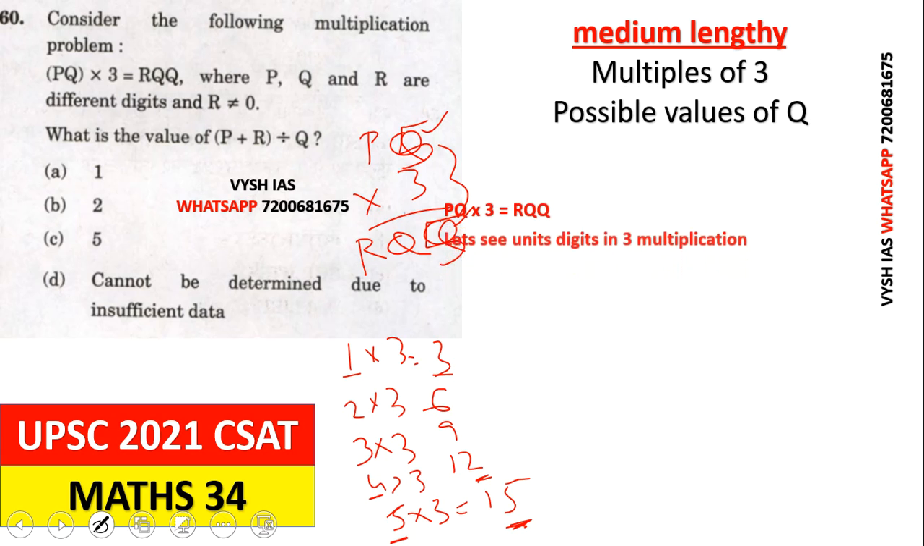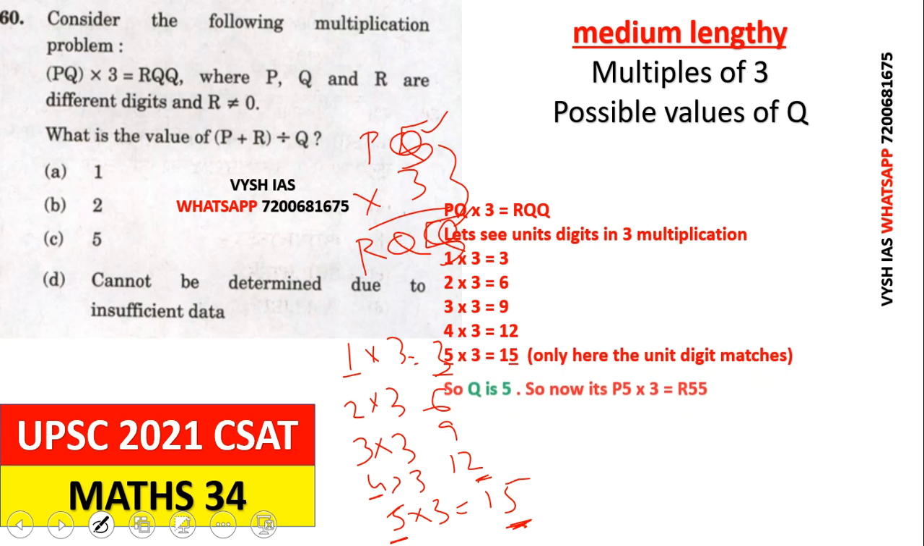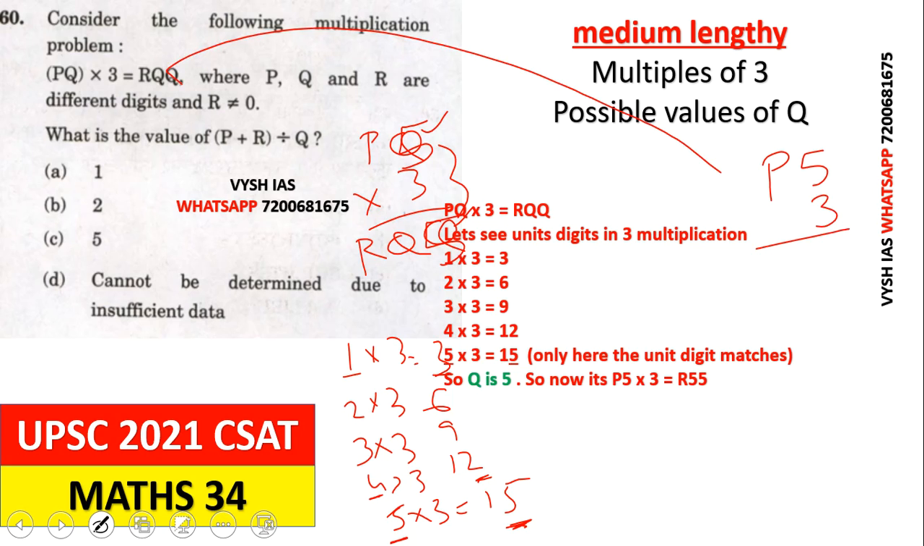PQ into 3 is RQQ. Let's see the units digit. 1 into 3, 2 into 3, 4 into 3. We get 5 into 3. So Q's value 5 is confirmed. So now instead of PQ into 3, we can write P5 into 3 is equal to RQQ. RQQ is R55. This is what you have concluded by now.